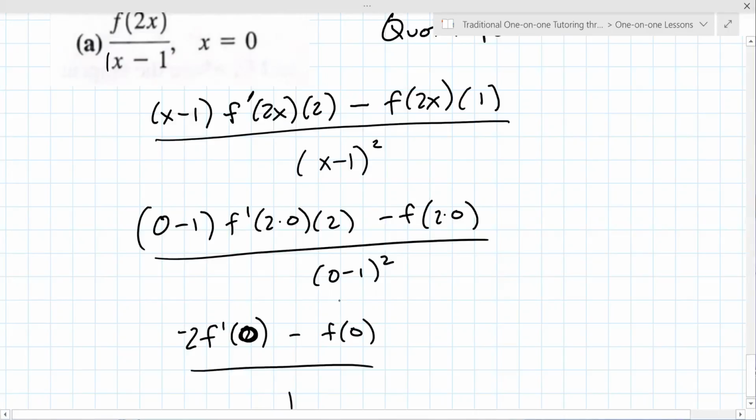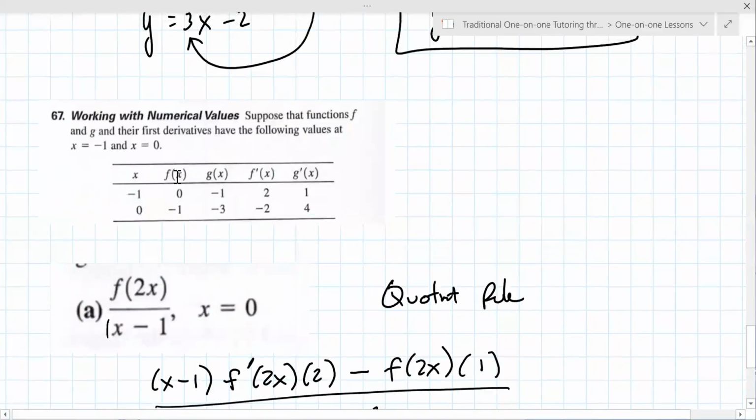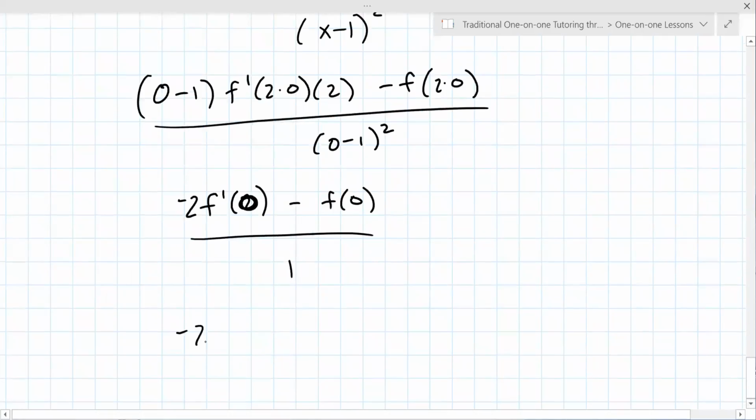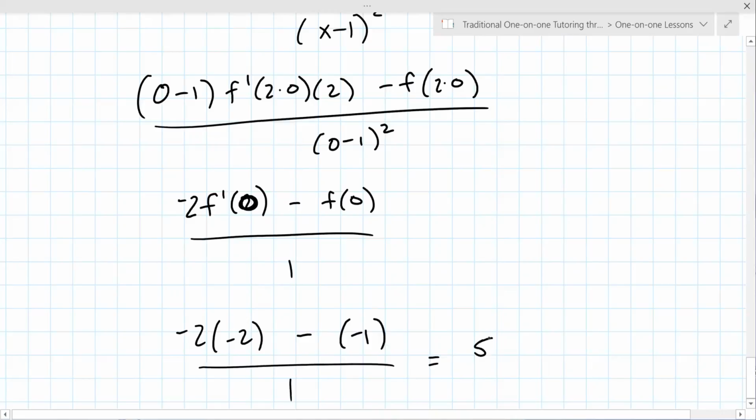Now you've got to go back to your table and find f prime of 0. F prime of 0 is -2. F of 0 is -1. So it's -2 times -2 minus, I think I saw there, -1, over 1. Okay, so that's 4 plus 1. This ends up being 5.